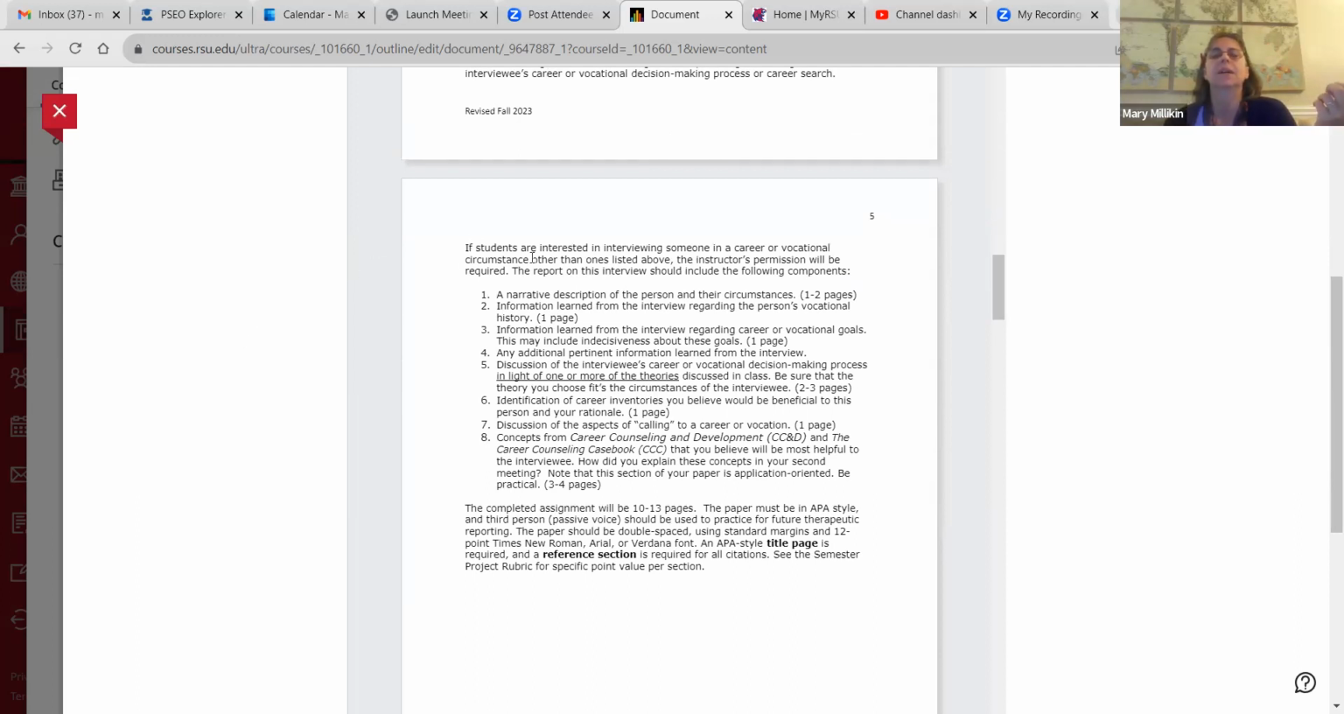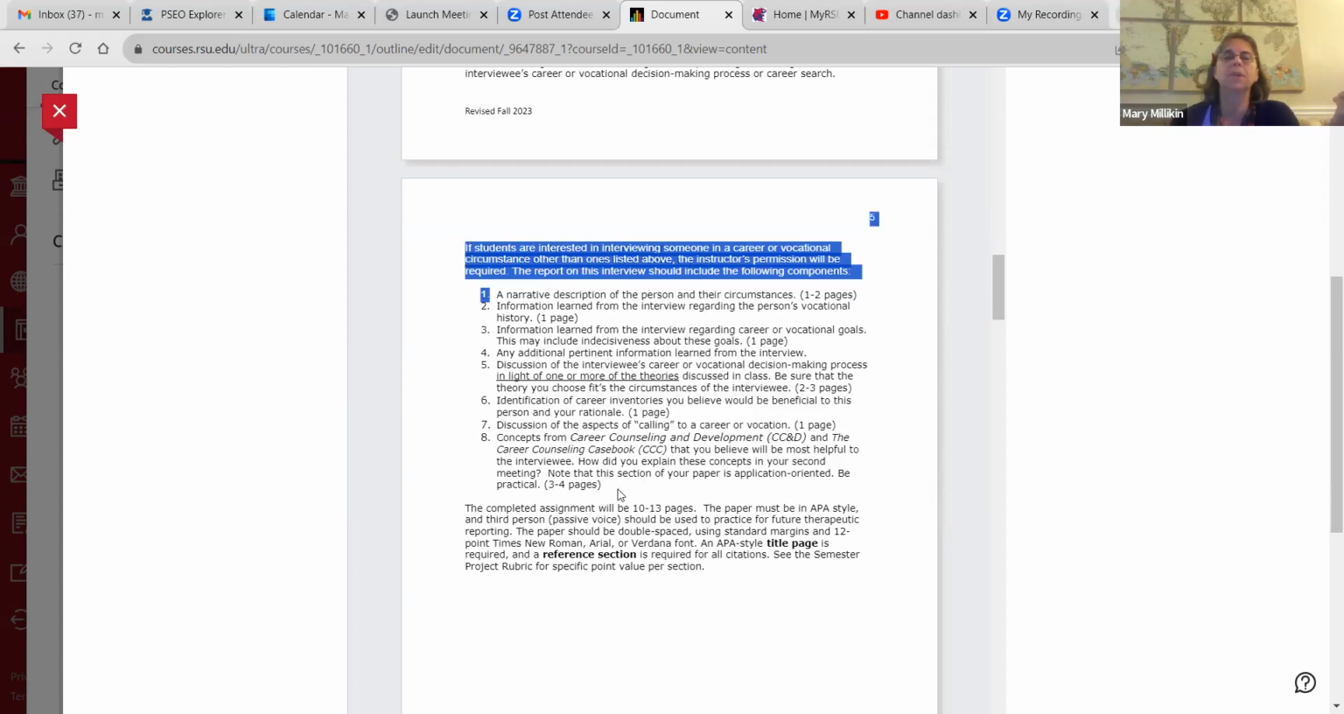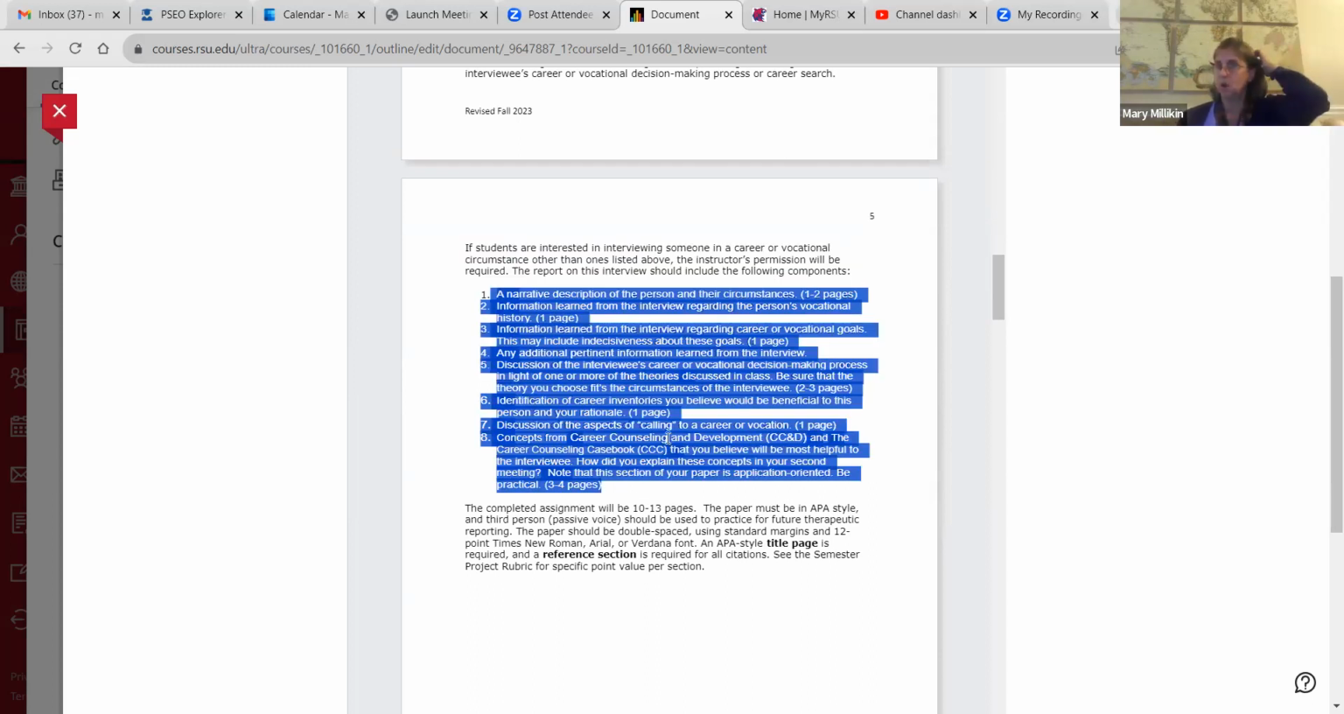You'll see there's 8 components in writing the report, and I will be sharing with you questions next week to ask of your interviewee. It's going to be overall 10 to 13 pages, although I've had people submit 25 to 30 pages, and that's okay too. It's just that you cannot do a complete and thorough job in less than 10 pages.